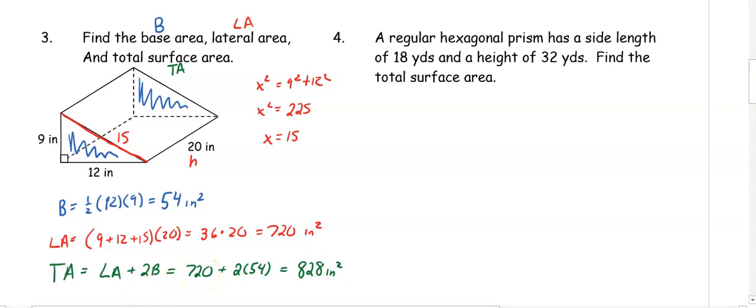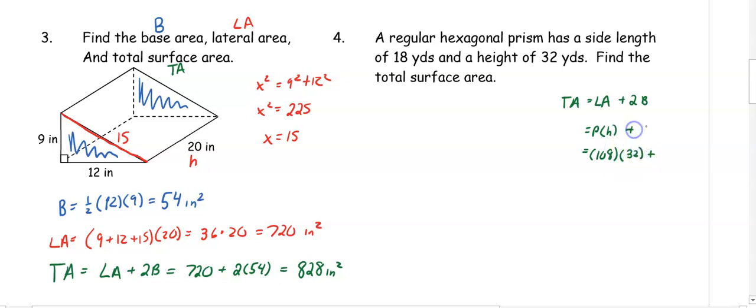In number 4, a regular hexagonal prism has a side length of 18 yards and a height of 32. Find the total surface area. So total surface area is our lateral area plus two bases. In a hexagon, we know that the lateral area is perimeter times the height. Well, the perimeter of a hexagon, if there are 6 sides that are 18, 6 times 18 gets us 108, and we know our height is 32.